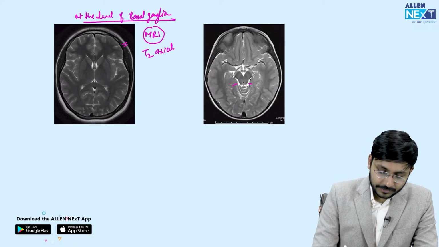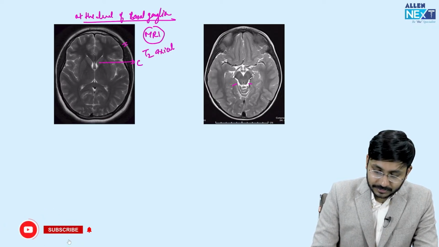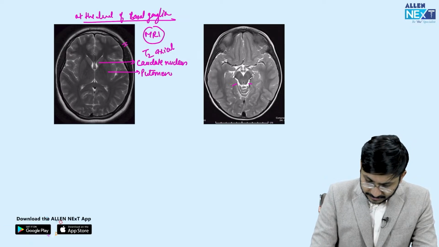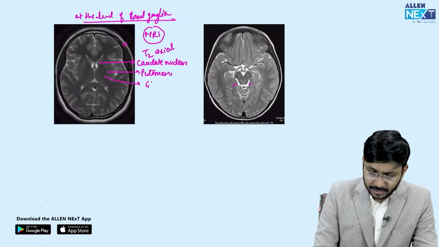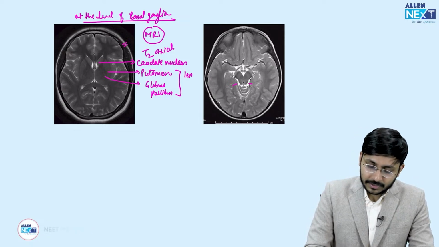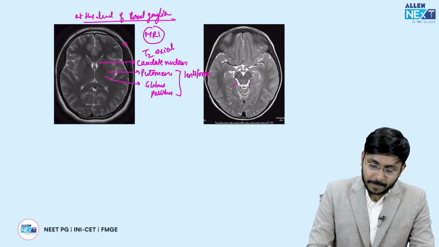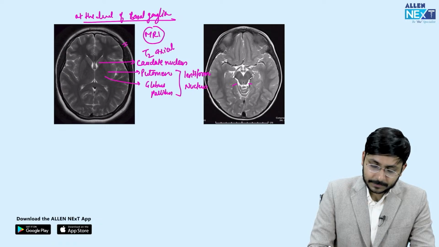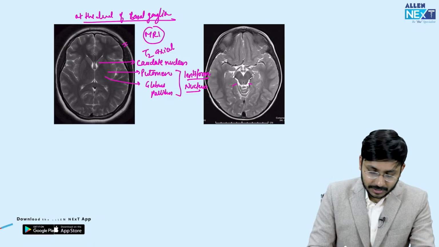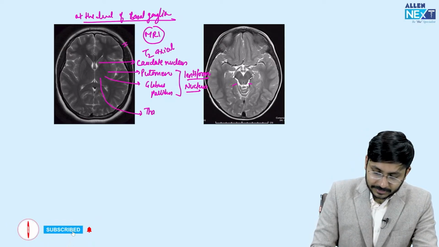Now, what are the structures we are labeling here? This is the caudate nucleus. This is the putamen. The medial part, just medial to the putamen, we have the globus pallidus. Now, both the putamen and globus pallidus, we know they form the lentiform nucleus. Now, in the midline, two big structures are there. These are the thalamus.